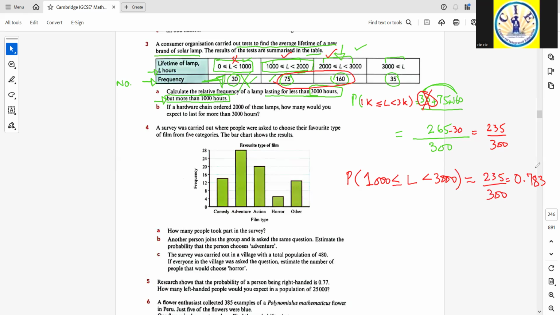Okay, now in part B, if a hardware chain ordered 2000 of these lamps, how many would you expect to last for more than 3000 hours? More than 3000 hours are to be having a frequency of 35. So we would be dealing with it like that. So let's see for part B.